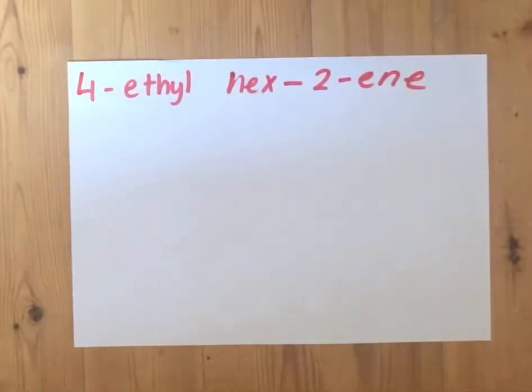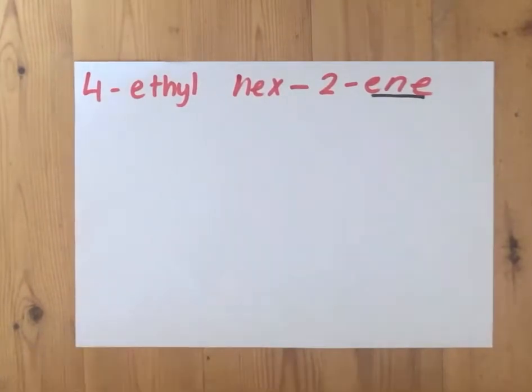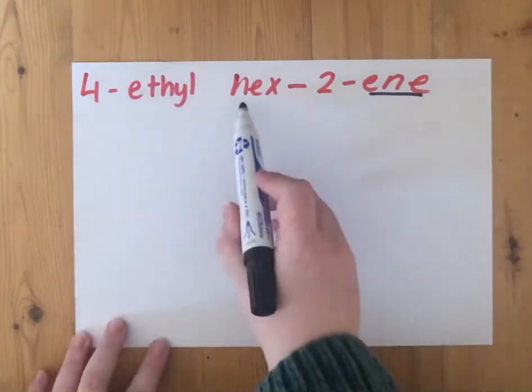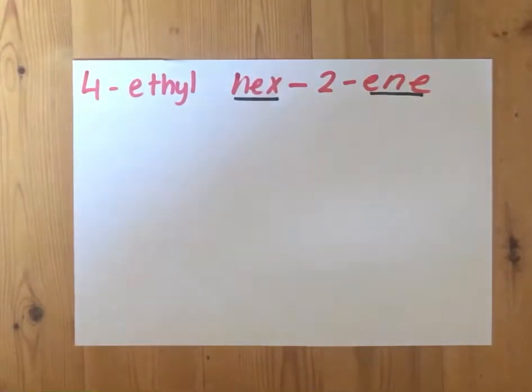So an example of drawing an alkene. I know this is an alkene because I've got the ending "ene" here. The next thing I'm going to look at is this part, the "hex". Hex tells me that my longest carbon chain has 6 carbons in it.